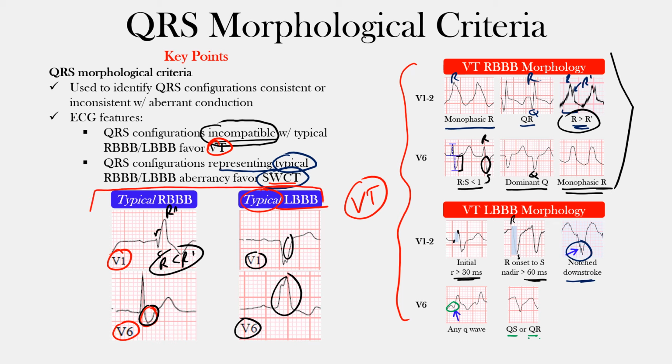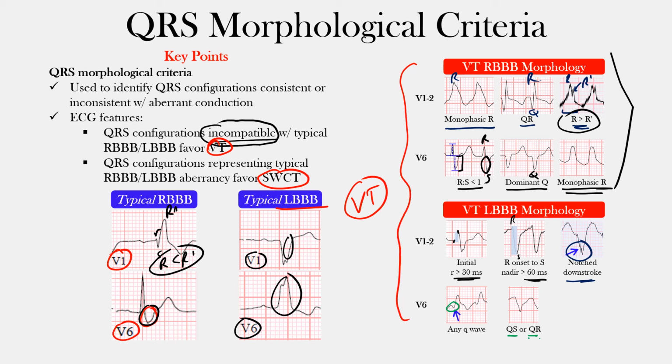All right, let's review what we discussed before we end here. So we're looking at the QRS morphological criteria. We're examining the QRS morphology, its configurations, to assess whether they are consistent or inconsistent with aberrant conduction. We said that if you see a wide complex tachycardia and it looks like a bundle branch block, okay, then in that case, it is most likely a supraventricular wide complex tachycardia. Okay, a wide complex rhythm that's originating from above the ventricles.